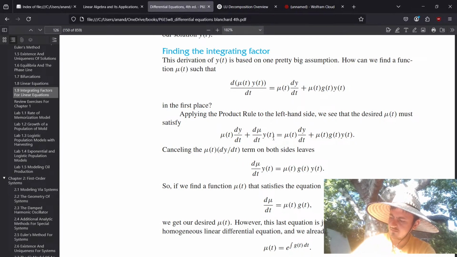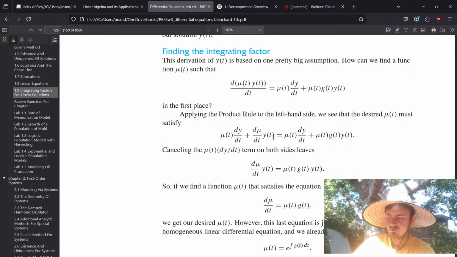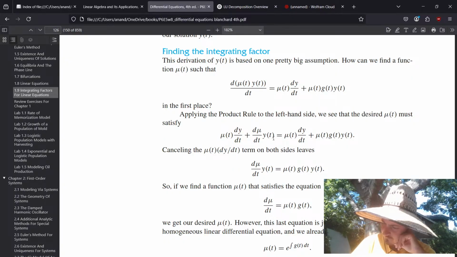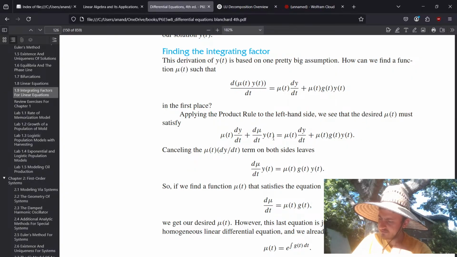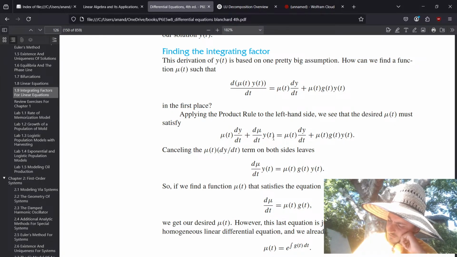We go back to d/dt of uy is equal to u y prime plus u g y. Then we get u prime y plus y prime u is equal to u y prime plus u g y. And we want to figure out how to cancel this out. So if we subtract the u y primes, the u y primes cancel. Then we're left with y prime u is equal to u g y. We can cancel out the u.